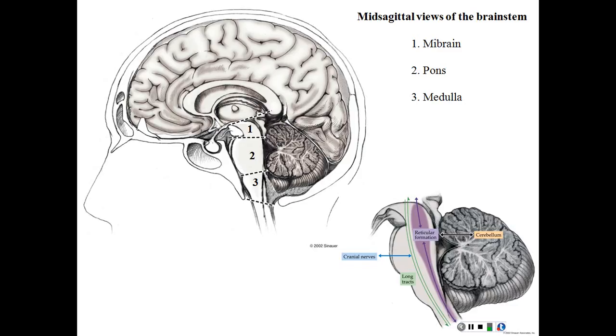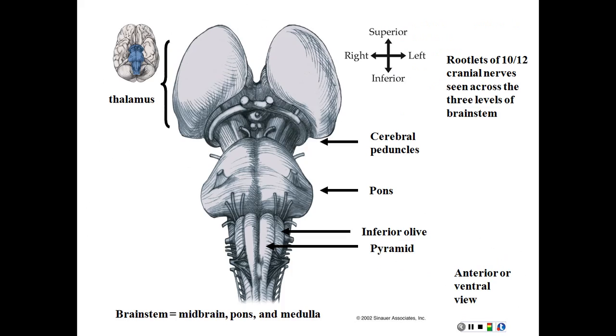The only way we can think about this is by looking at sectional views of the different parts of the brainstem. So just a bit of gross anatomy again. This anterior view shows us the midbrain, the pons, and the medulla. And this big thing up here is the thalamus. The thalamus is not part of the brainstem. The thalamus is part of the diencephalon.